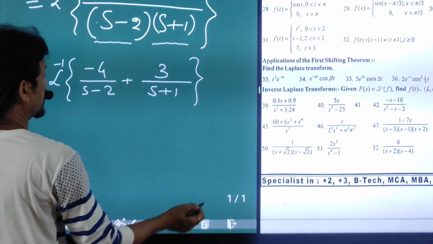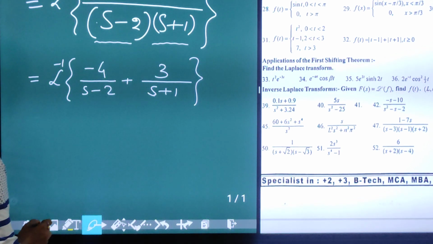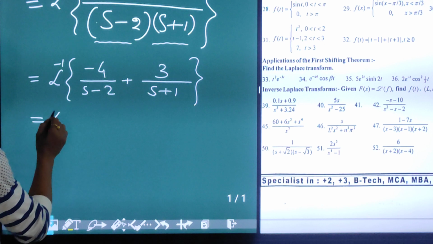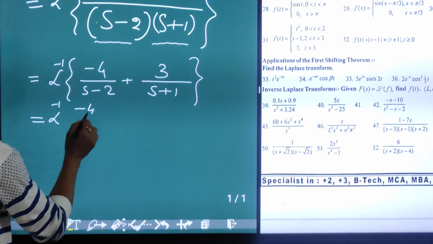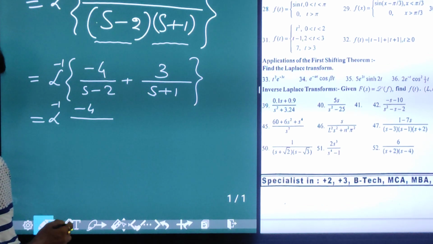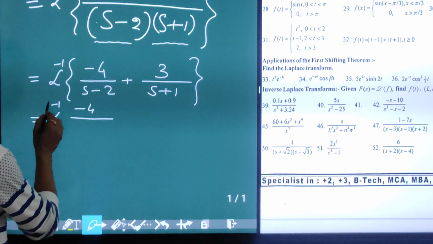So now you can do it very easily. Separate it, just separate it. Laplace inverse of minus 4 by, or it will be better, I am taking it outside directly.